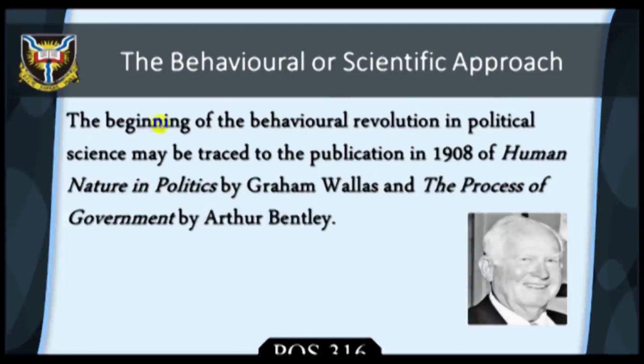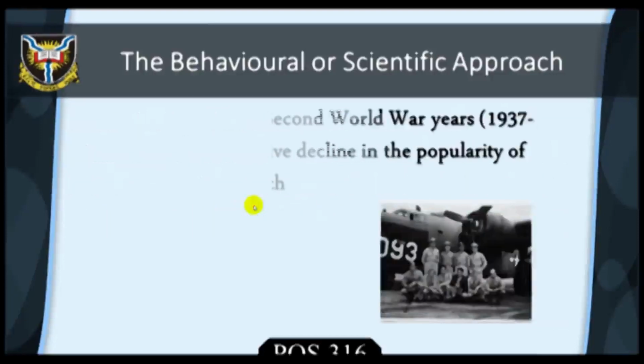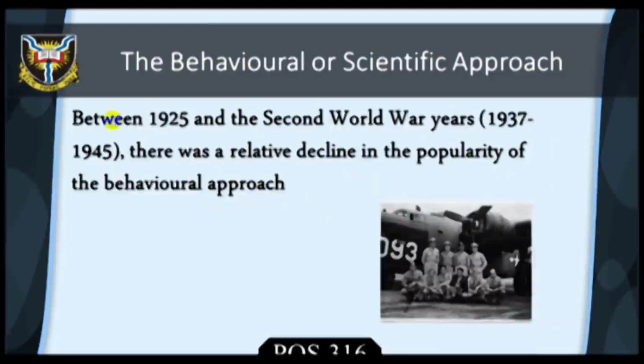With the end of the First World War in 1918, the behavioral revolution blossomed in the United States of America, which probably remains the only country where the behavioral approach is most fully developed. Charles Merriam and his student Harold Lasswell were the two major intellectual giants of the behavioral approach. Around this time, they both introduced to the study of politics such new and scientifically systematic concepts as power and political elites. Between 1925 and the Second World War years, that is between 1937 and 1945, there was a relative decline in the popularity of the behavioral approach.